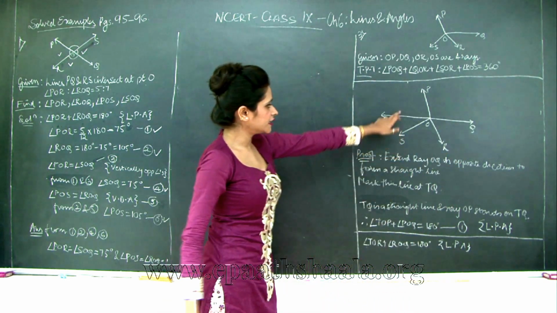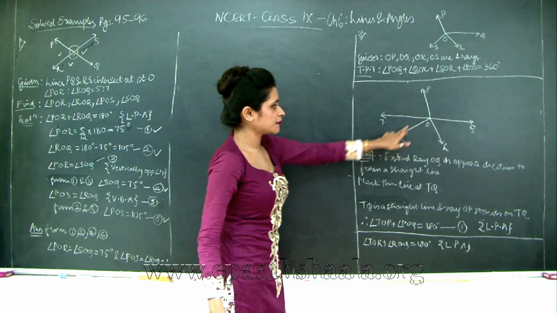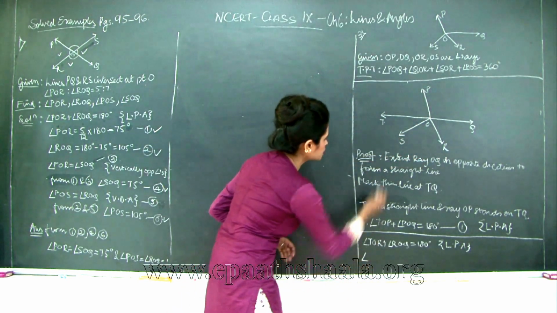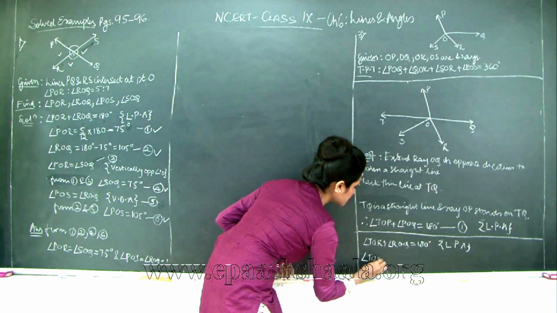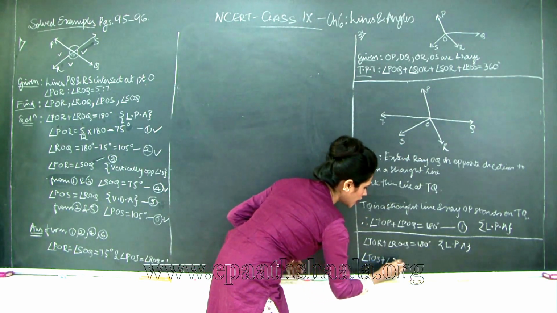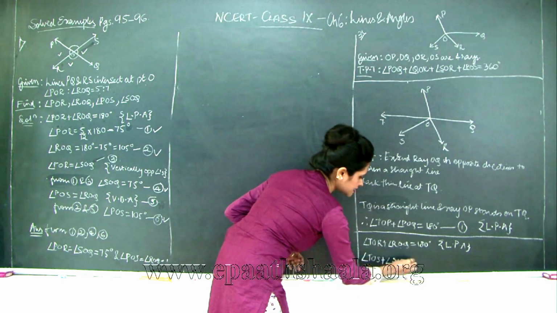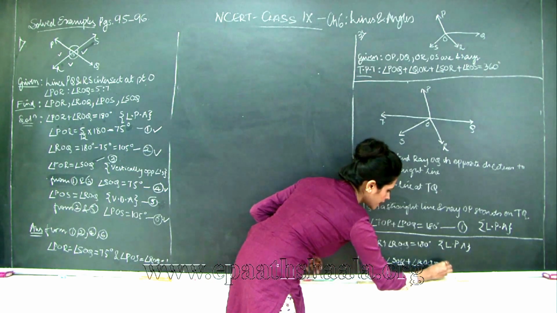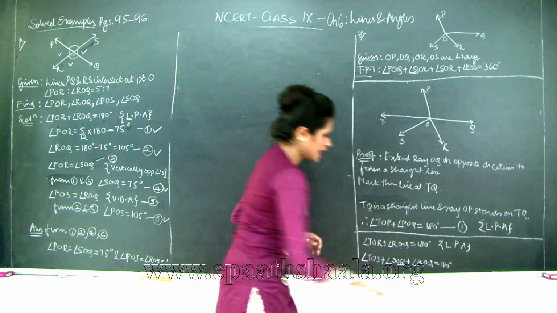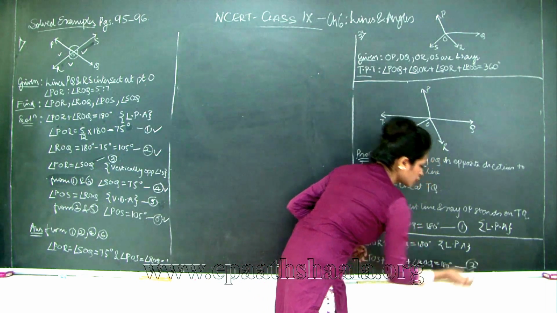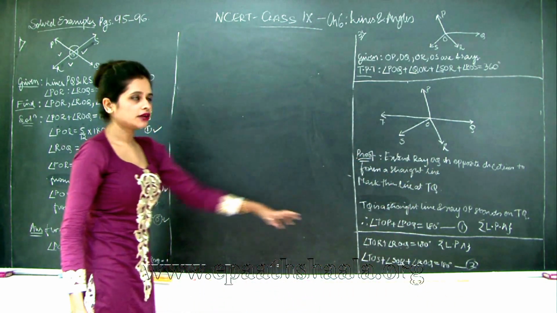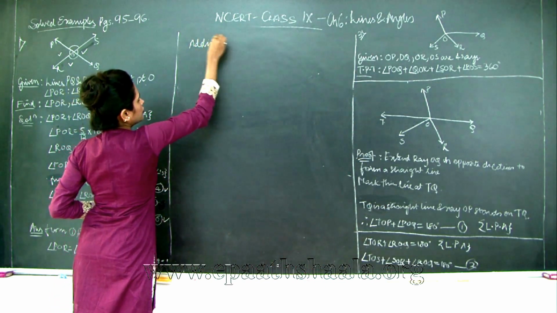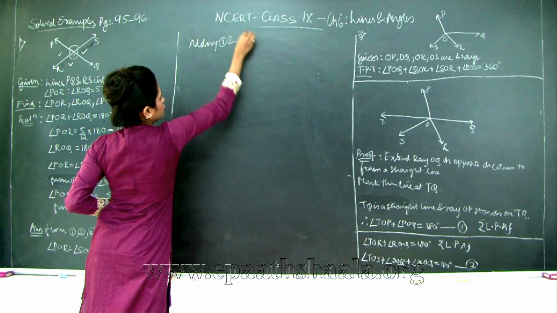Correct? But TOR is what? It is angle TOS plus SOR through the adjacent angles. So, TOR is TOS plus angle SOR, and this comes as it is, plus angle ROQ is equal to 180 degrees. I'll mark this as 2. So, what do we get from 1 and 2? Let's add 1 and 2.